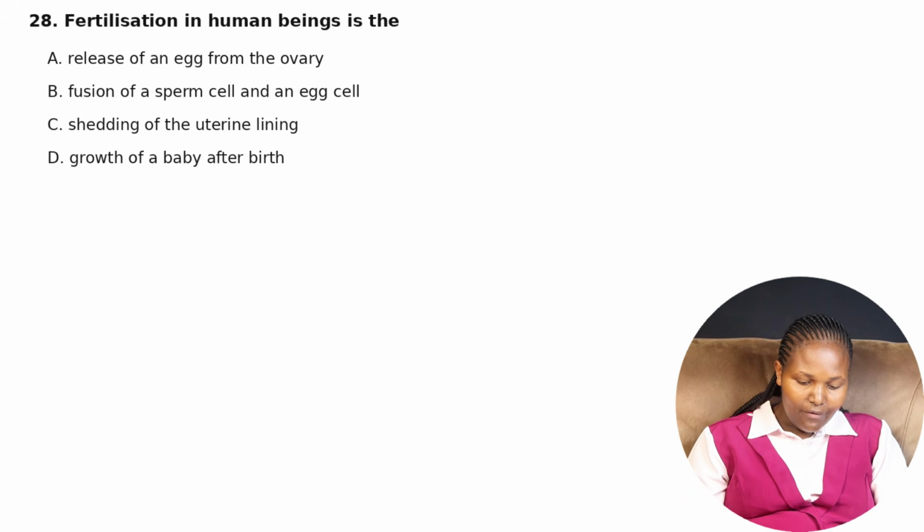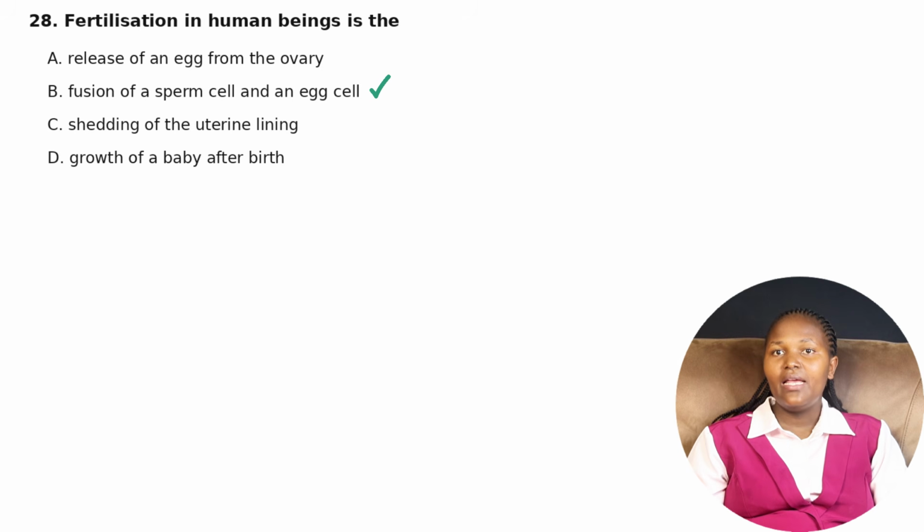Then now let us go to question number 28. Fertilization in human beings is the A. Release of an egg from the ovary. B. Fusion of a sperm cell and an egg cell. C. Shedding of the uterine lining. And D. Growth of a baby after birth. So for question 28, the correct option is B. The fusion of a sperm cell and an egg.